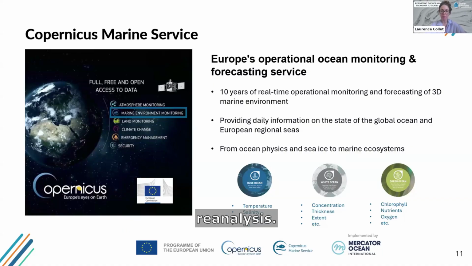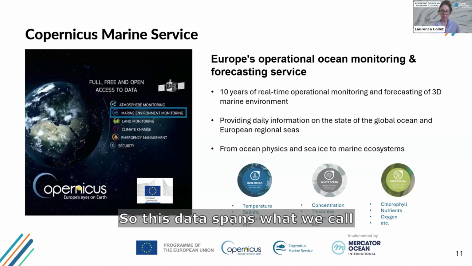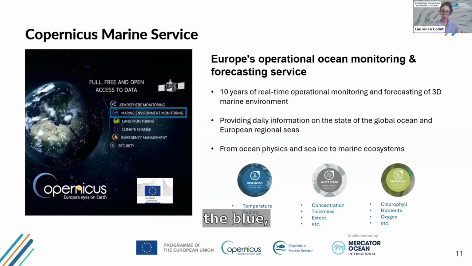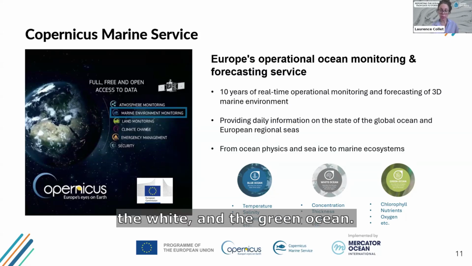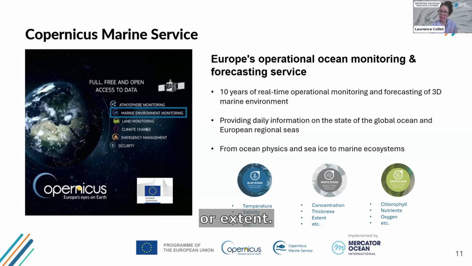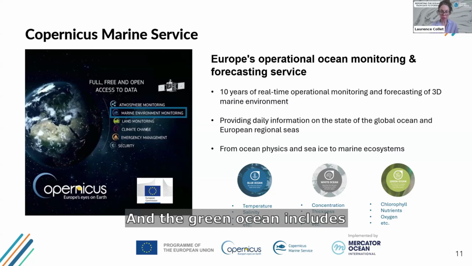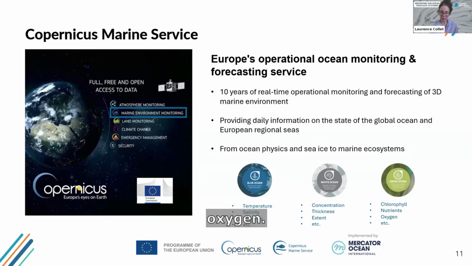historical reanalysis. So this data spans what we call the blue, the white, and the green ocean. The blue ocean covers physical processes such as temperature, salinity, currents. The white ocean focuses on sea ice characteristics such as concentration, thickness, or extent. And the green ocean includes biogeochemical variables such as chlorophyll, nutrients, or oxygen.